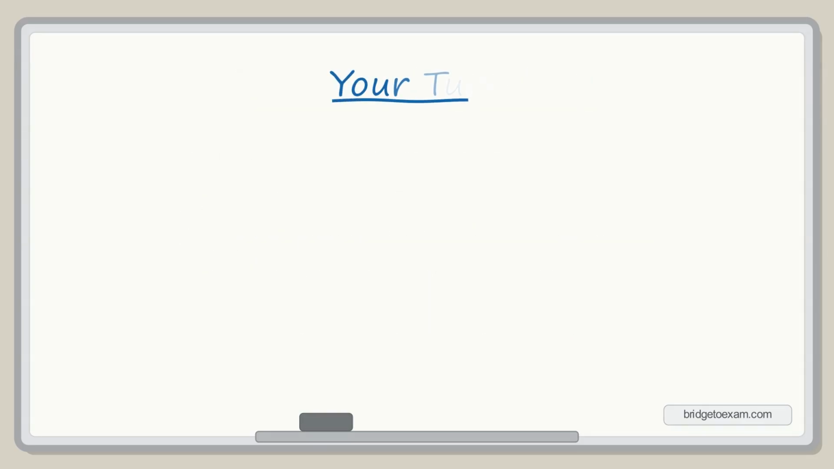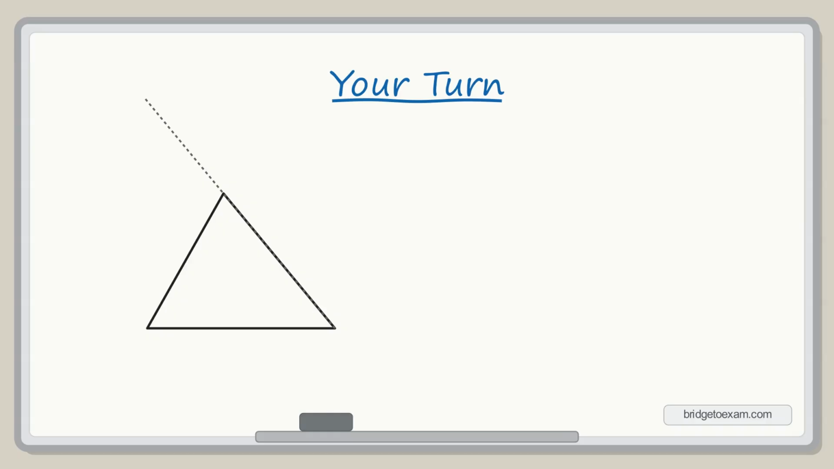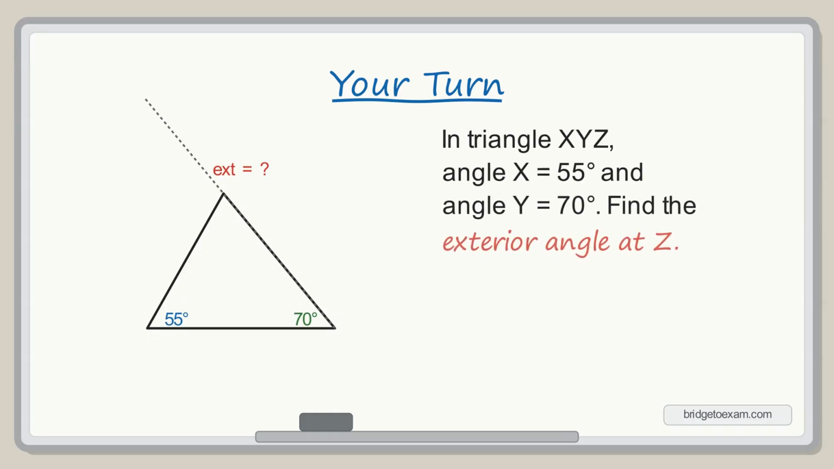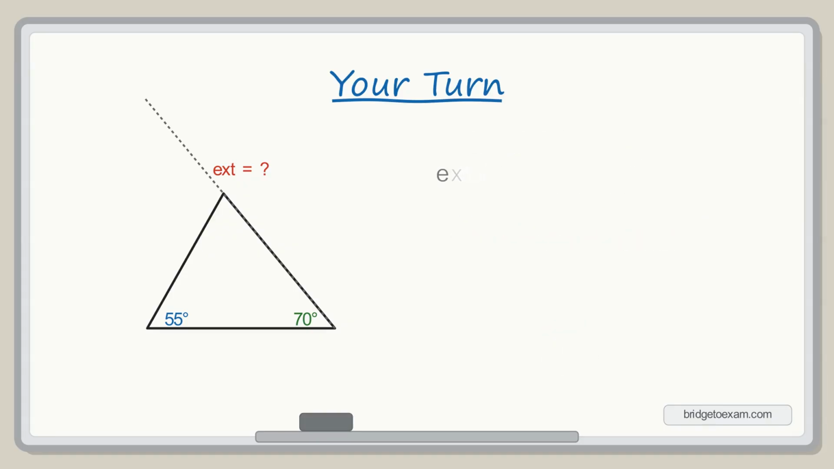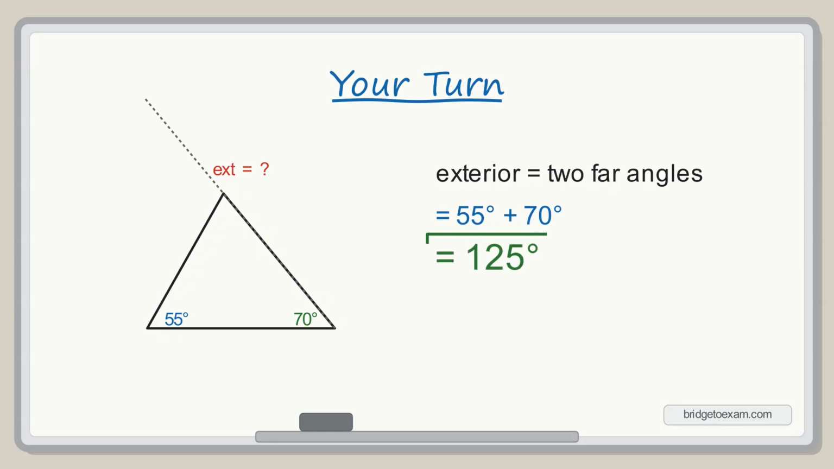Your turn, midterm style. In triangle XYZ, angle X is 55, and angle Y is 70. Find the exterior angle at Z. Pause and use the exterior angle theorem. The exterior angle equals the sum of the 2 non-adjacent interior angles, so just add 55 and 70. That's 125 degrees. No need to find the interior angle at Z first.